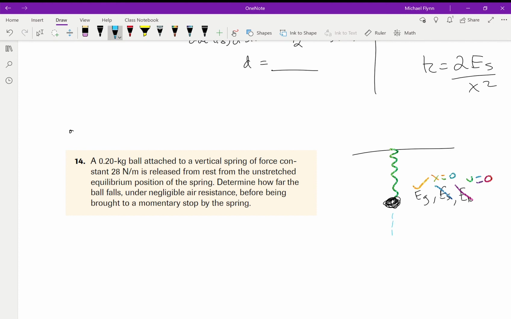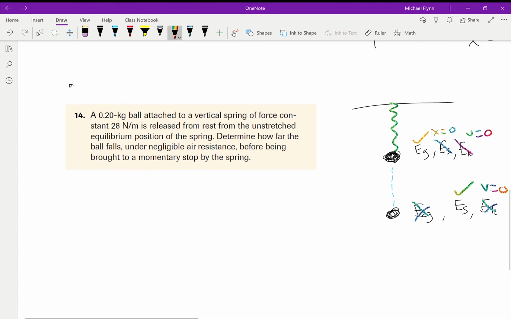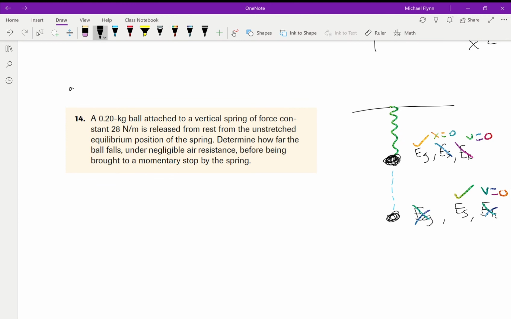Now this thing falls down, more precisely. Down here, what kind of energy do we have? Well, it momentarily comes to rest. So again, EG, ES, EK, what do we have? We have none of this left because it's not going to go any lower. We have none of that because the speed is 0. And we got this one though. So once again, top equals bottom. So mgh at the top will equal half kx squared at the bottom.